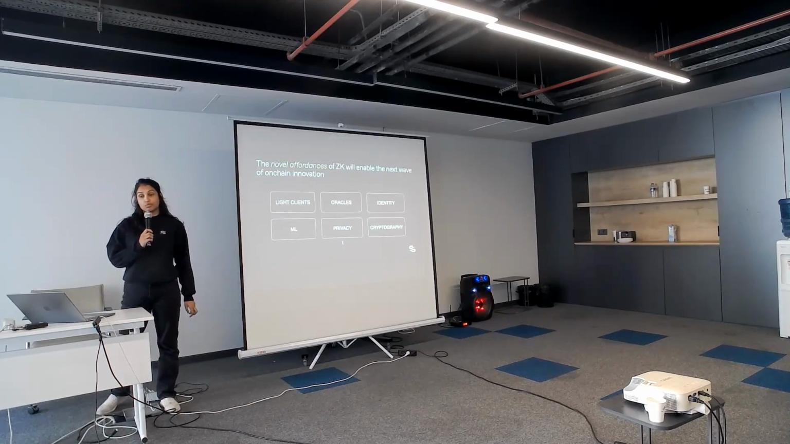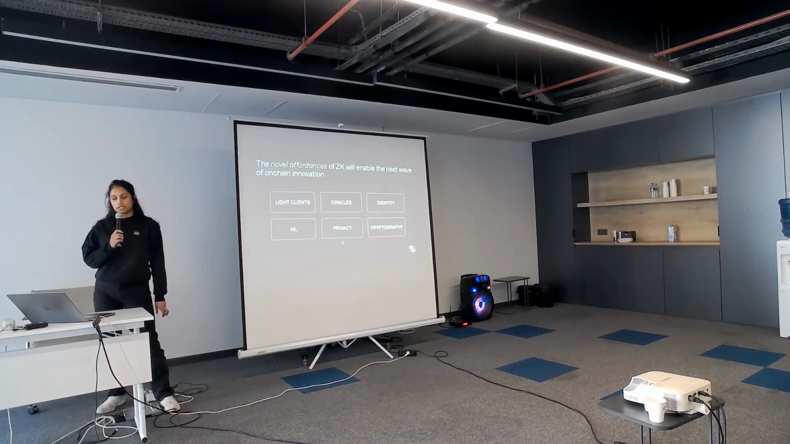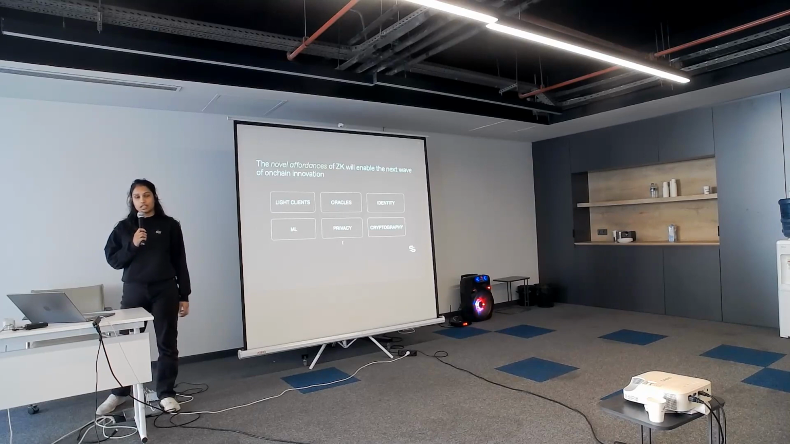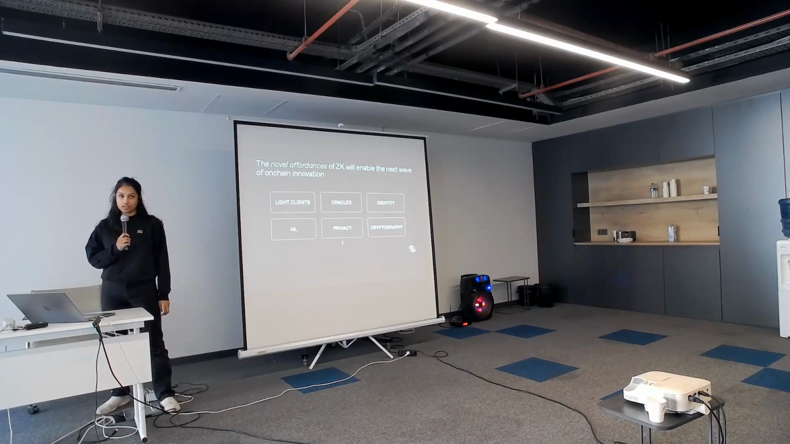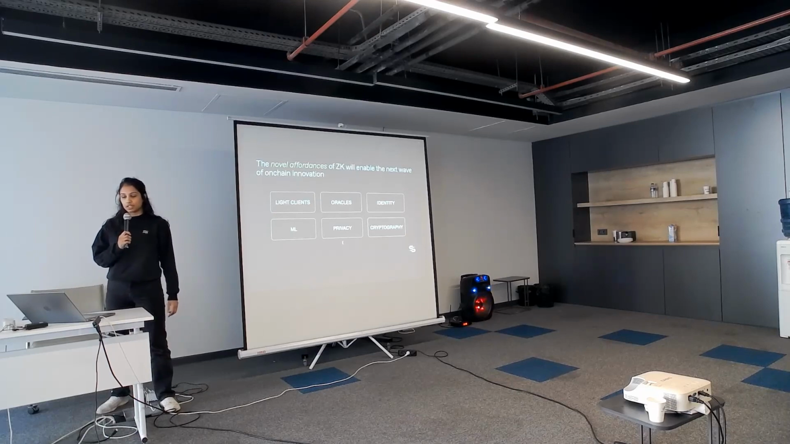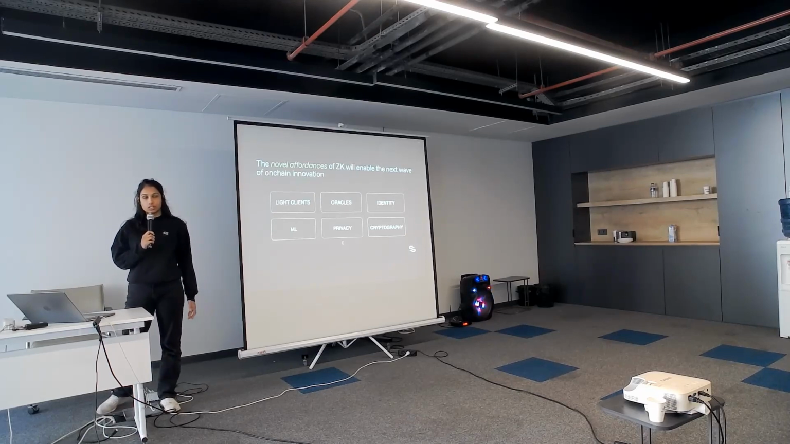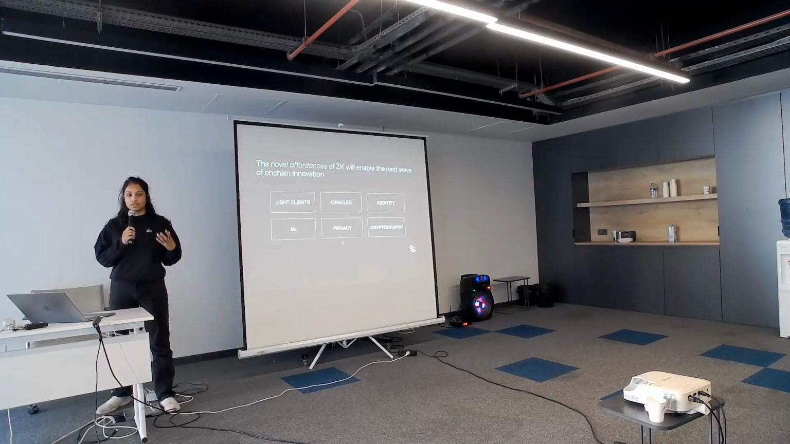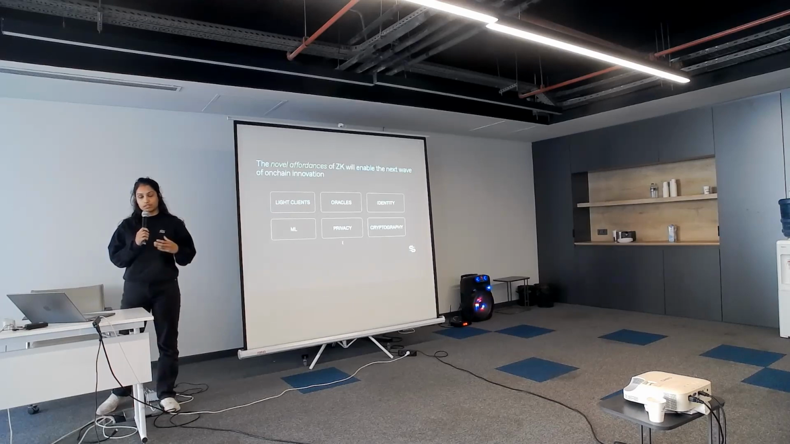At Succinct, we've been working on ZK for the past year or so, and we think that the novel affordances of ZK will enable the next wave of on-chain innovation. So concrete examples of ZK-enabled applications include things like light clients, where instead of having a multi-sig bridge, you can have a ZK light client that verifies consensus of another chain, and you get trust-minimized bridging between different domains.